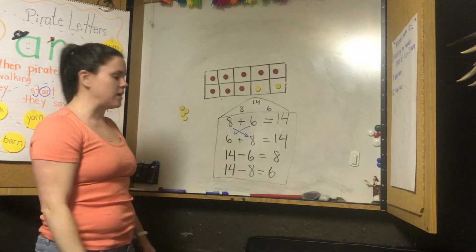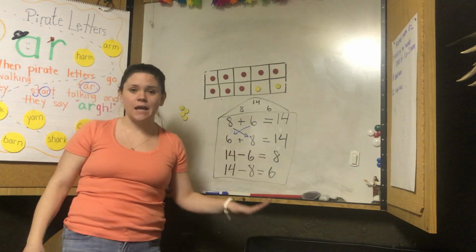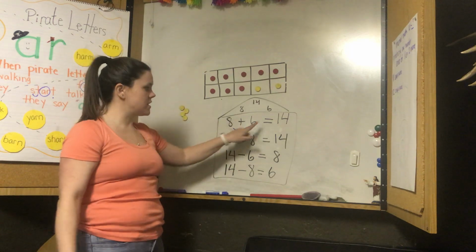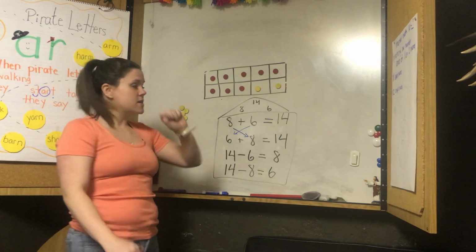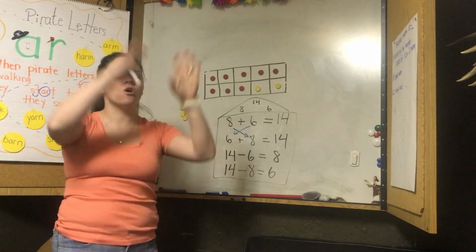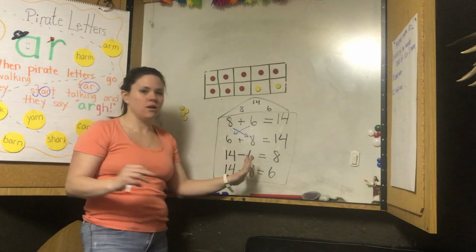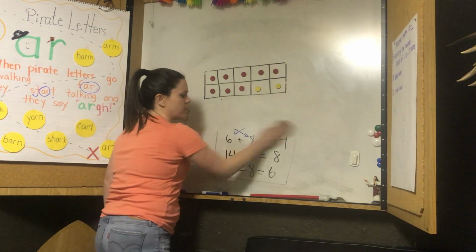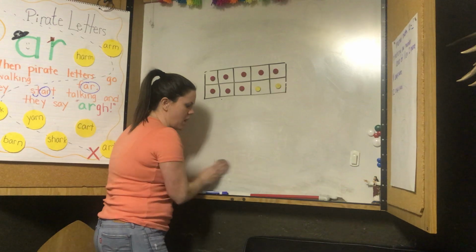So when you have a fact family, it contains the same numbers, right? The same 2 parts, and the same whole. And you can create 2 addition sentences, 2 subtraction sentences, and they are all related, and they all make a fact family together. Okay, let's turn the page. Keep going.